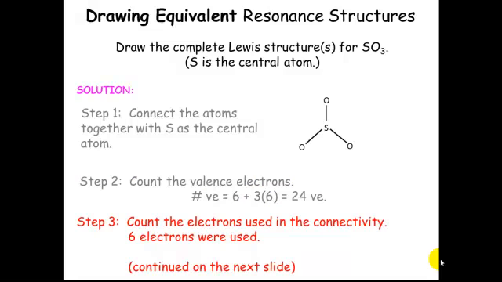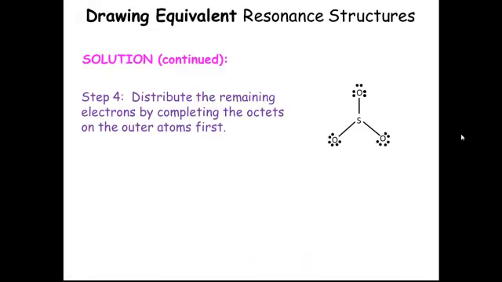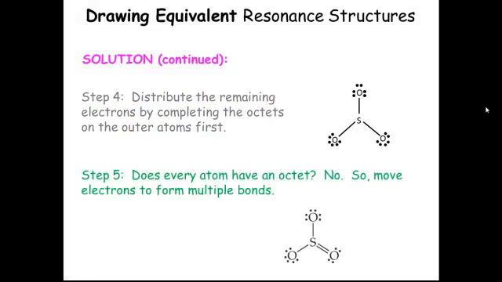All right, so then we're going to count the electrons used in the connectivity. So 3 bonds, 2 electrons each, 2, 4, 6 electrons were used in the connectivity. Then we're going to distribute the rest of the electrons and complete the octets on the outer atoms first. Remember we've used 6, 8, 10, 12, 14, 16, 18, 20, 22, 24. So we're done with that step. What do we do next?